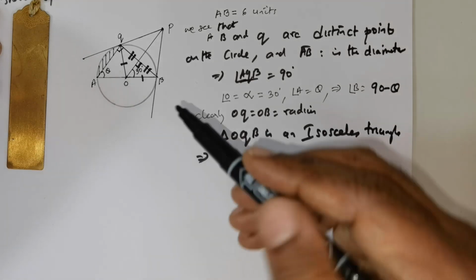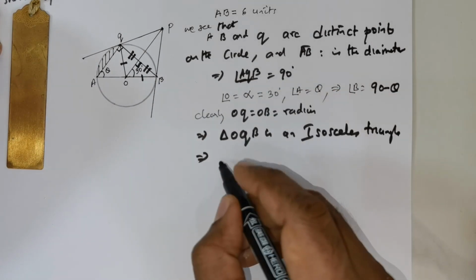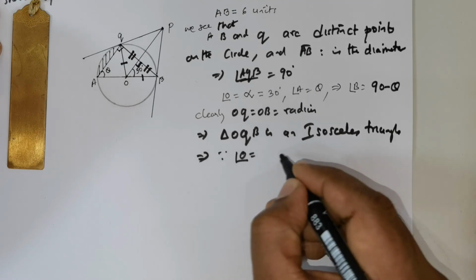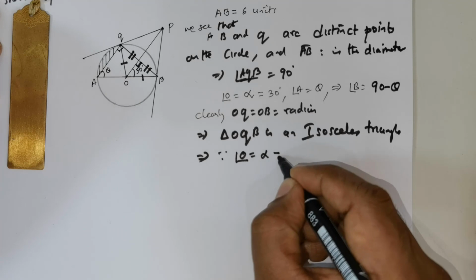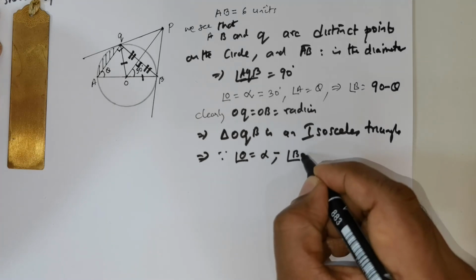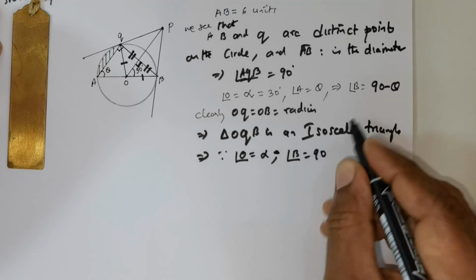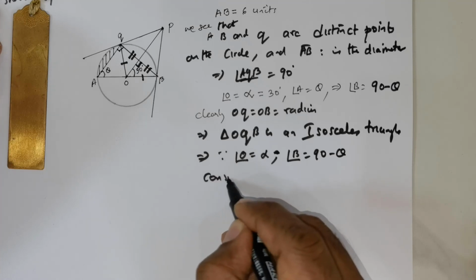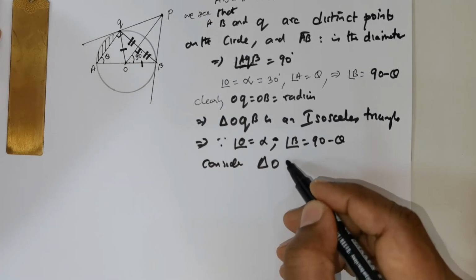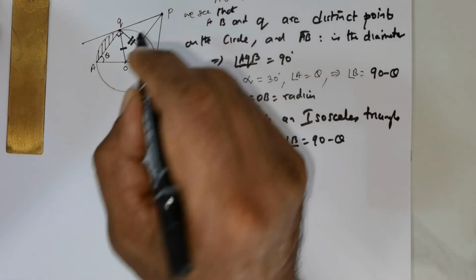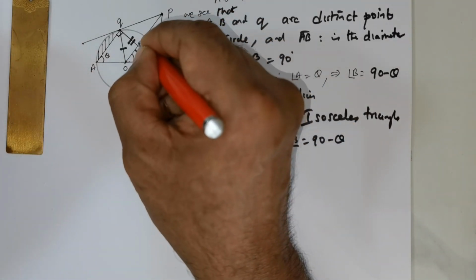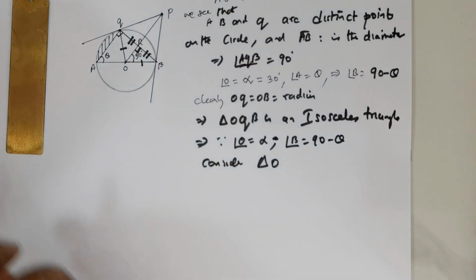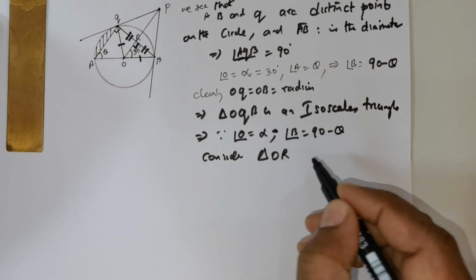Now this in turn would mean this is 90, I've taken angle O to be some alpha, and angle at B is equal to 90 minus theta. Consider triangle O. Now let me take this point as some R. Consider ORB.